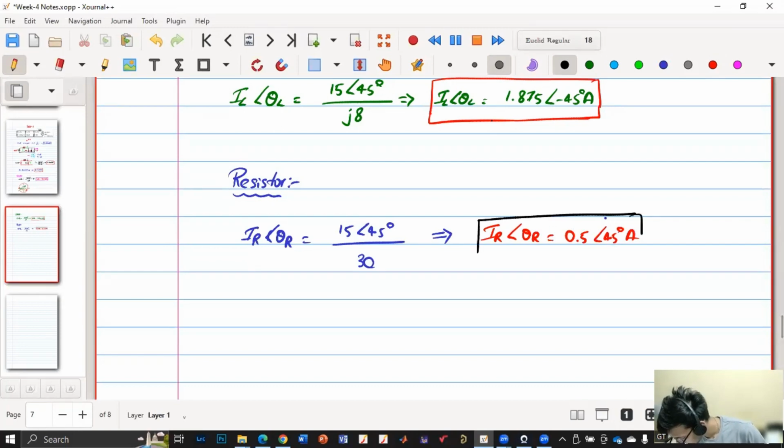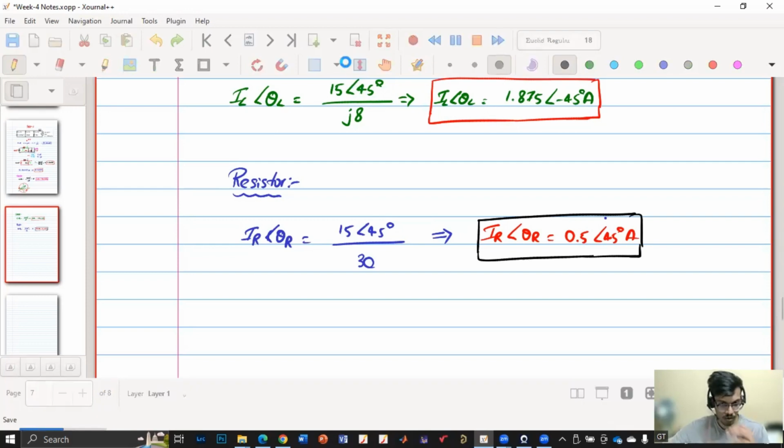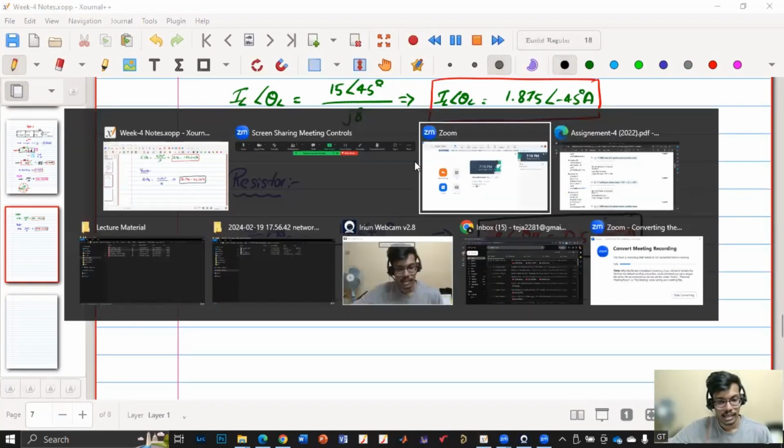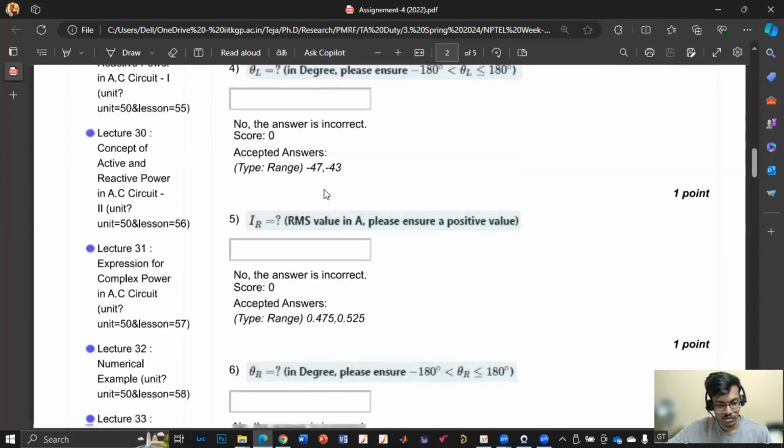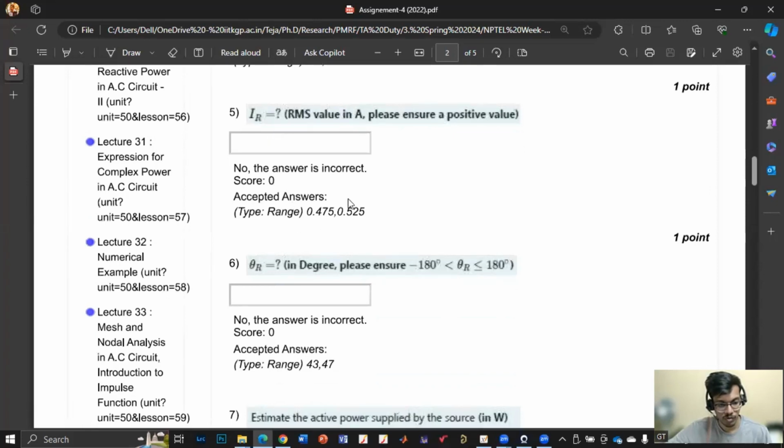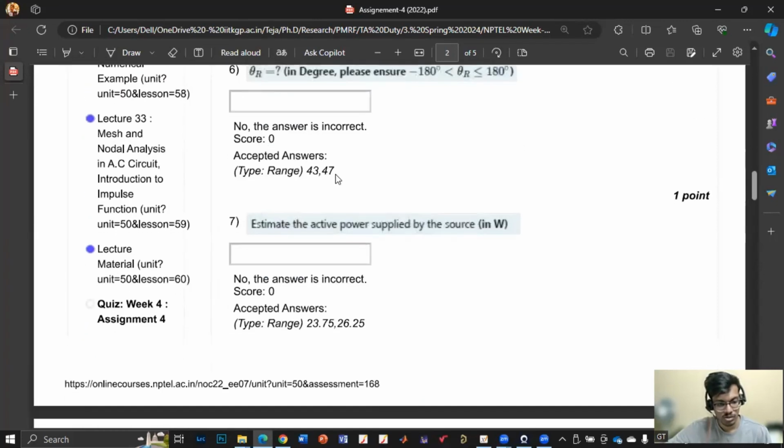So we'll quickly go back and see whether IL angle theta L and IR angle theta R are okay or not. IL is how much? 1.8, it is within the range. And theta L is minus 45, it is also within the range. IR is 0.5, within the range. And theta R is also 45 degrees, within the range.